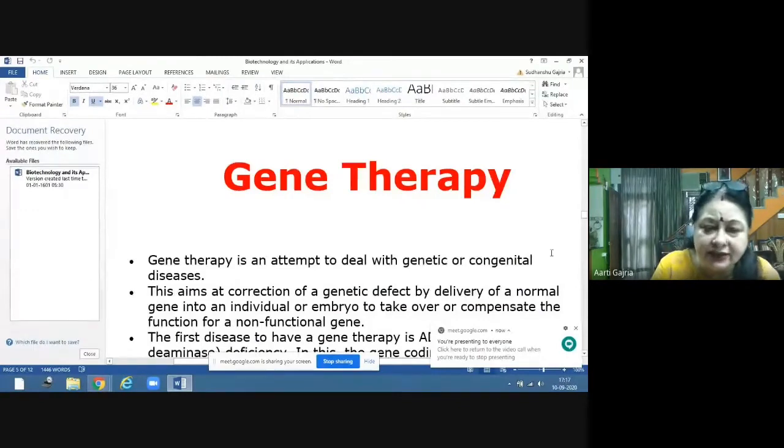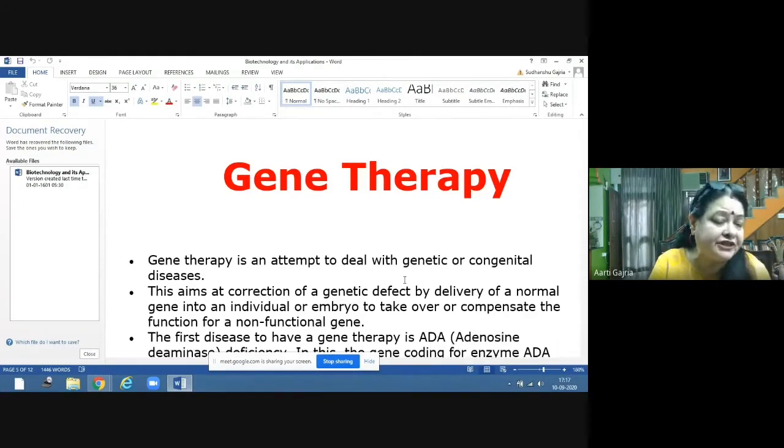So gene therapy is an attempt to deal with genetic or congenital diseases. What are congenital diseases? The diseases which are present since birth. Since birth, the child is having that disease. It's a genetic disease which is due to some faulty gene, or due to absence of the gene. The gene is not present, it has been deleted, and so the relevant protein has not been formed, and so the disease has been there.